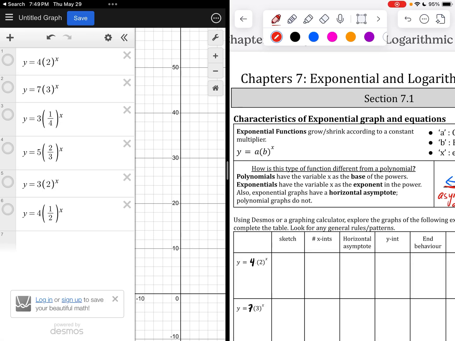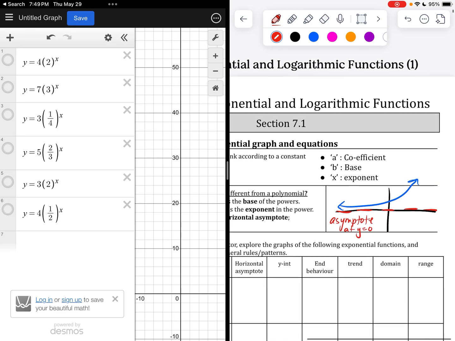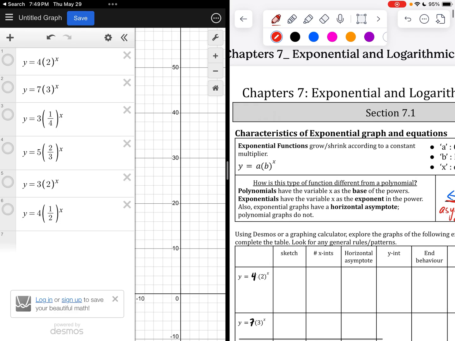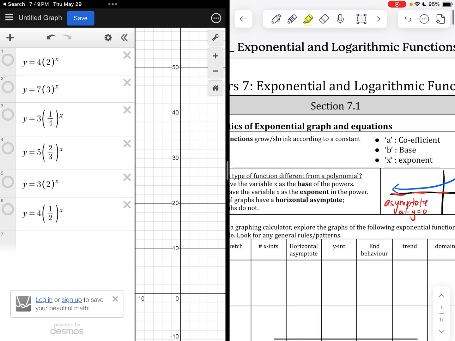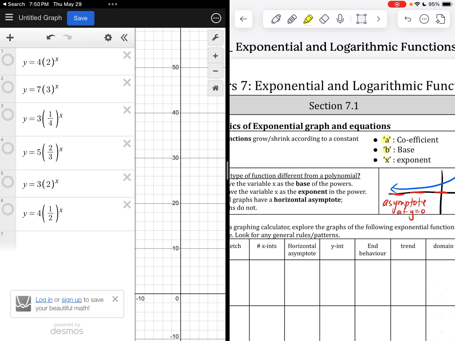Hi folks, so today we're going to be introducing chapter 7, which is looking at exponential and logarithmic functions, but today we're going to look at just exponential. So this form right here is the form of an exponential function. So to the right here, it's going to lay out what each of those letters mean.